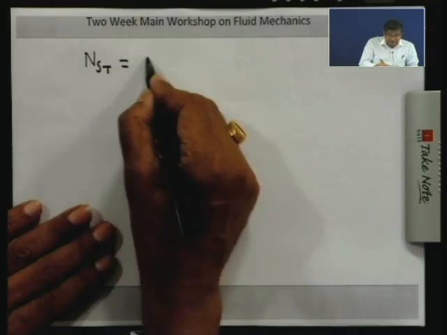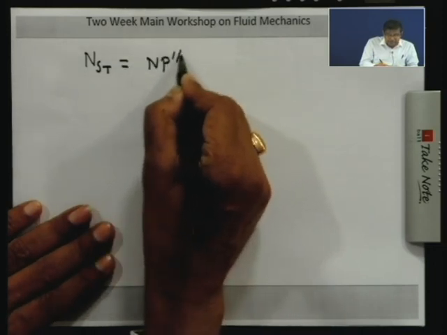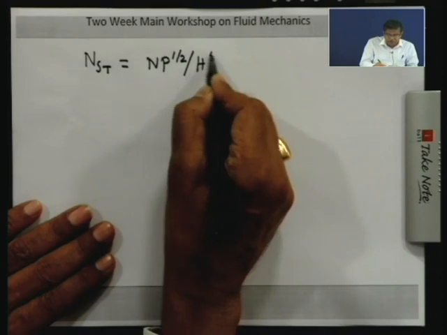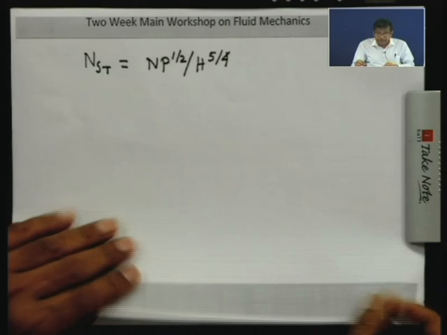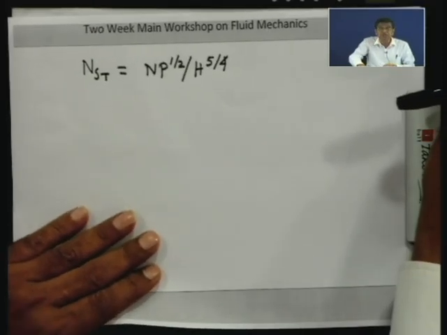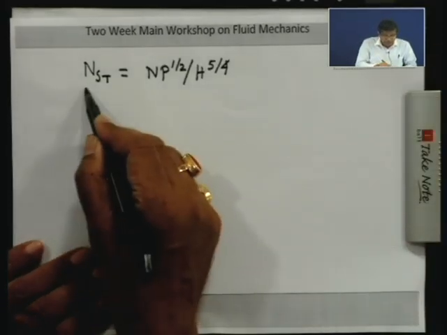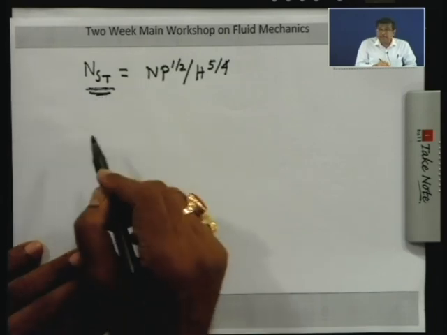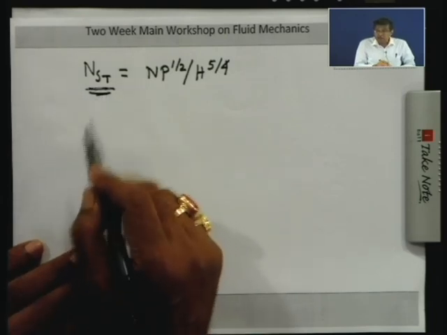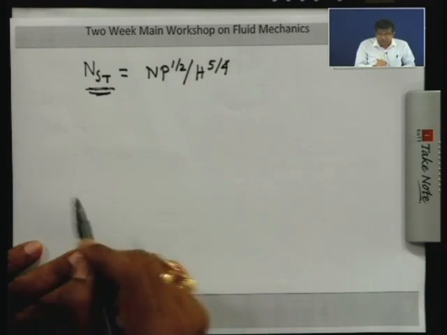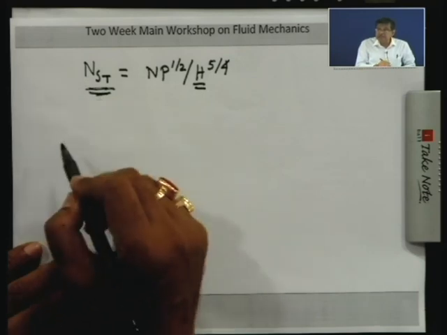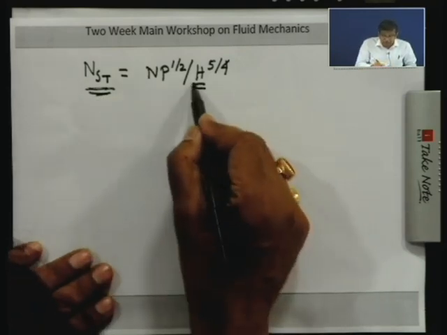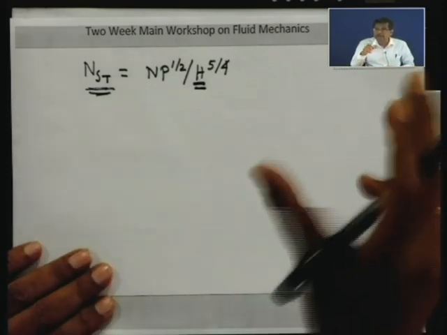discussed earlier, that is N times P to the power half, H to the power 5 by 4. Now, the specific speed of the reaction turbine works well, or efficiently, when the head is low. Specific speed is relatively high as compared to an impulse turbine. So when the head is low, we want to run a machine at its efficient condition.